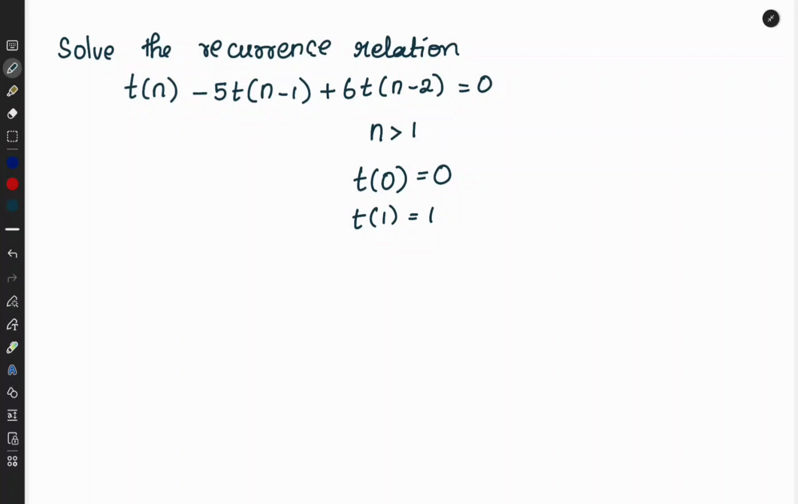Solve the recurrence relation T(n) - 5T(n-1) + 6T(n-2) = 0, where n is greater than 1, and T(0) and T(1) are the base conditions. The values given are T(0) = 0 and T(1) = 1. We're going to solve this recurrence relation with the linear homogeneous model. So this belongs to the linear homogeneous model.